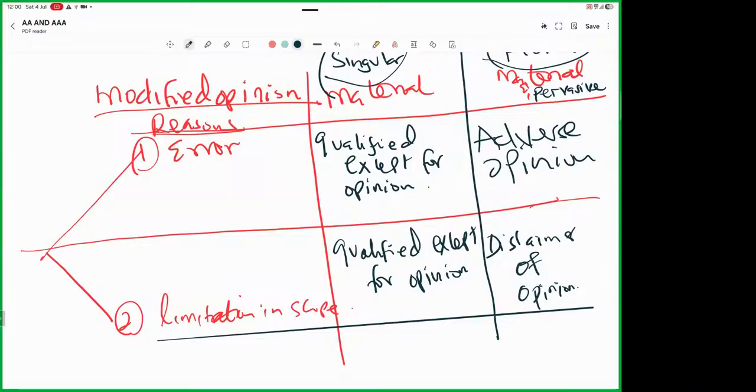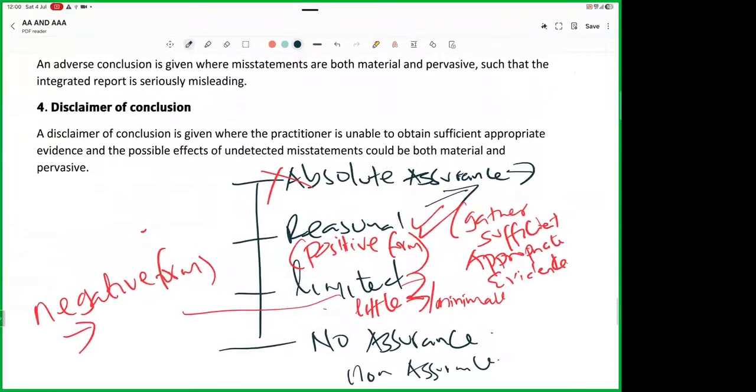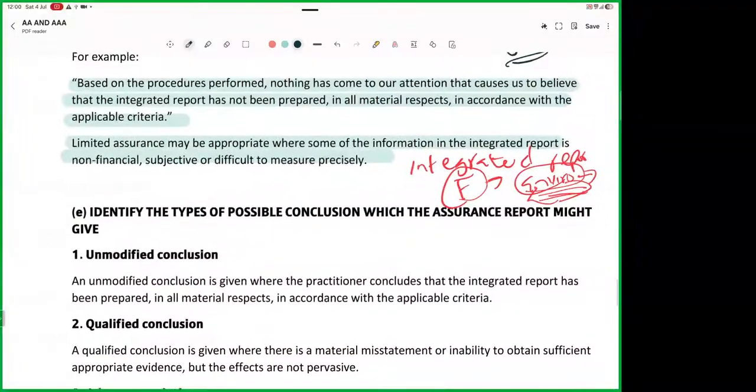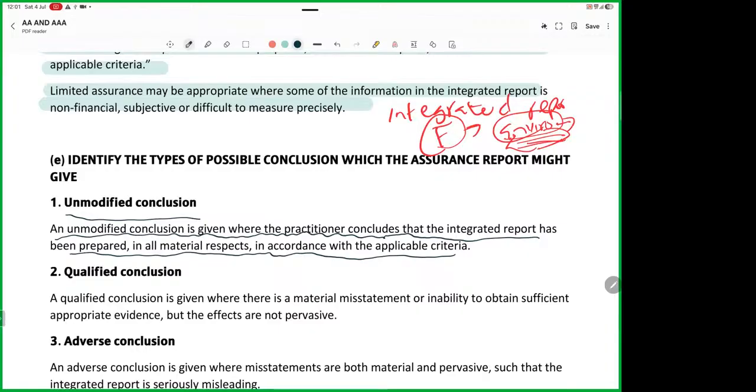Now, ladies and gentlemen, with your permission, we shall go back and read this very question. Identify the types of possible conclusions which the assurance report might give. So we have an unmodified conclusion, which is given where the practitioner concludes that the integrated report has been prepared in all material respects in accordance with the applicable criteria, for example, in accordance with the applicable IFRSs.